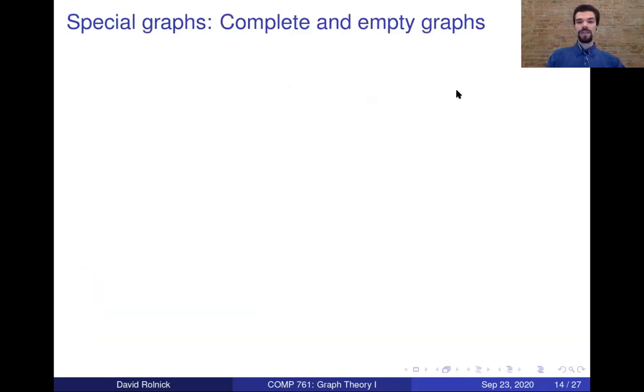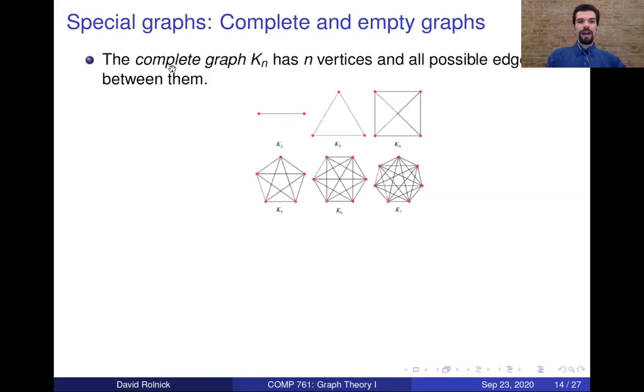Okay, more special graphs. Complete and empty graphs. The complete graph has n vertices and all the possible edges between them. For example, here there are 2 vertices connected, 3, 4, 5, 6, 7. Complete graphs are generally called K sub n. How many edges does Kn have?